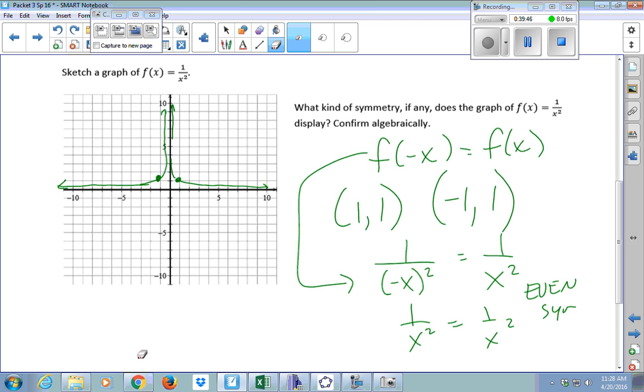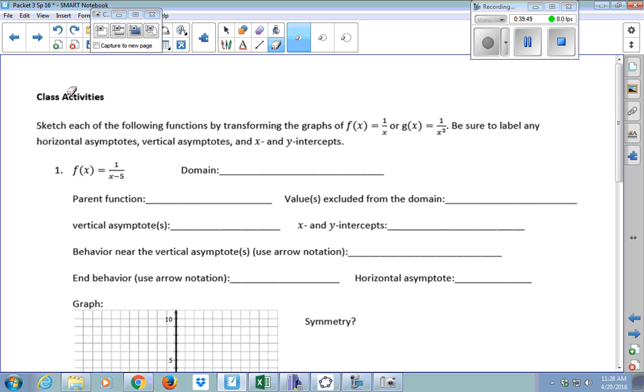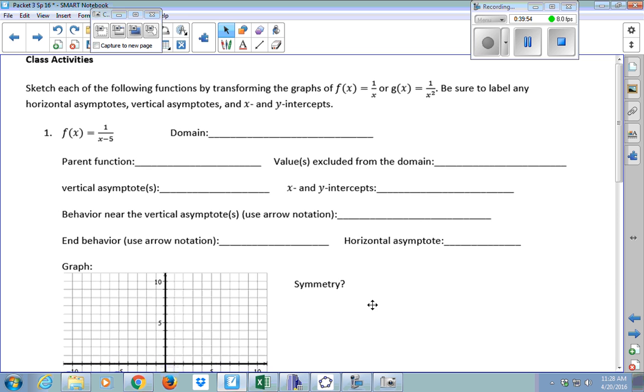Now, let's just take a look at your first class activity. One of the things I probably should have written in here is we have the parent function, but what would be really nice is if you could just state what the transformation is from the parent function to this function. So if we look at this first function, f of x equals 1 over x minus 5, we only had two parent functions to look at, 1 over x and 1 over x squared. So what would be the parent function to that function? 1 over x, all right? g of x is 1 over x. Let's call that our parent function.